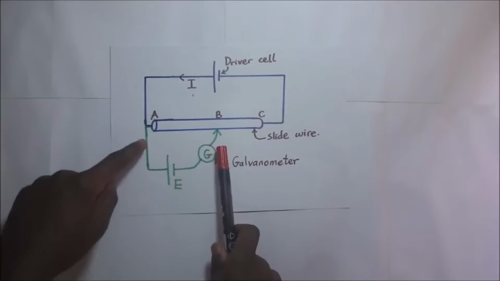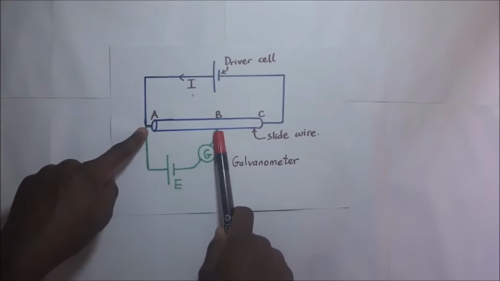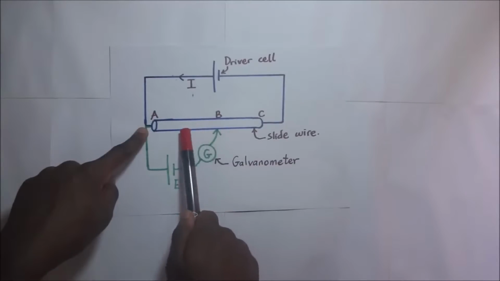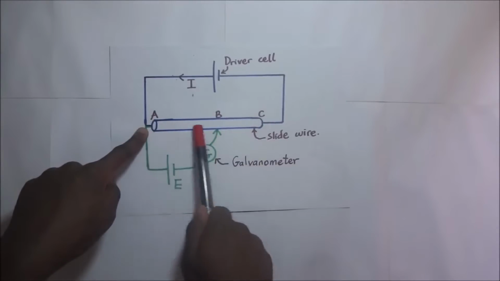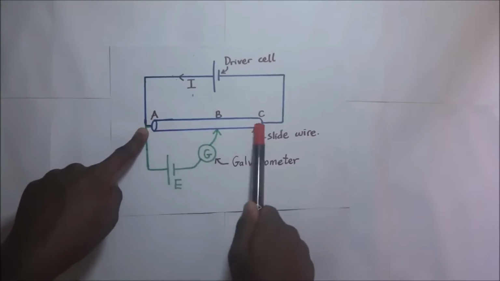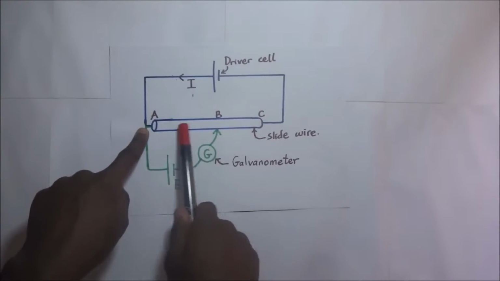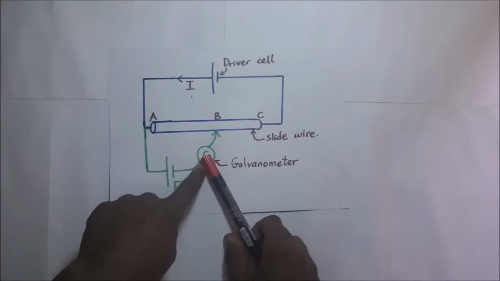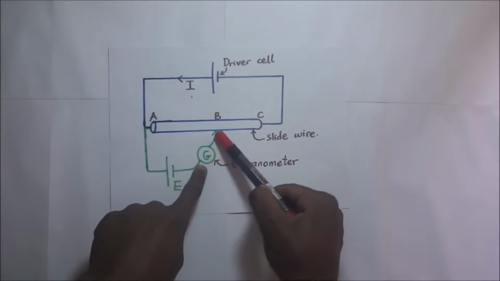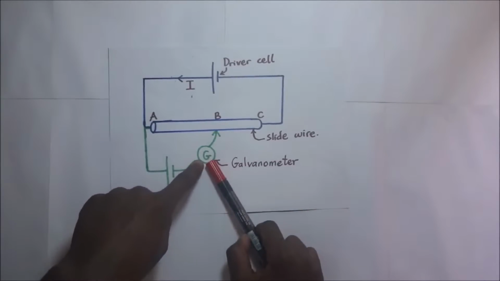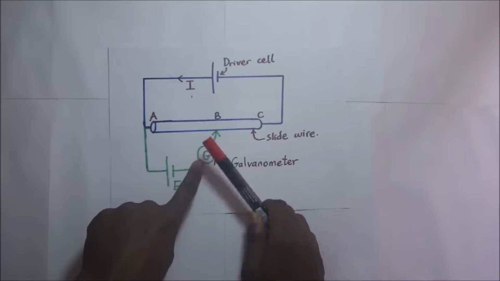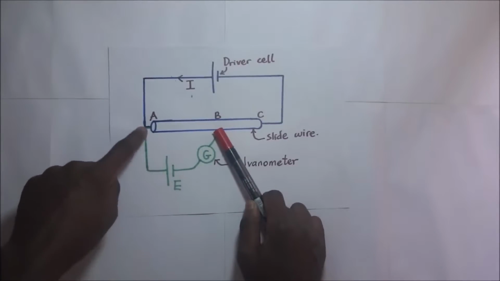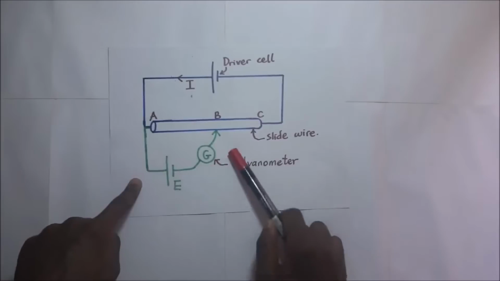Then we are going to get this sliding jockey, and we are going to slide it along the slide wire. As we are sliding it along this length, this galvanometer will be deflecting. We are supposed to stop at a point whereby the galvanometer shows no deflection. When the galvanometer shows no deflection, it means no current is flowing through the secondary circuit.